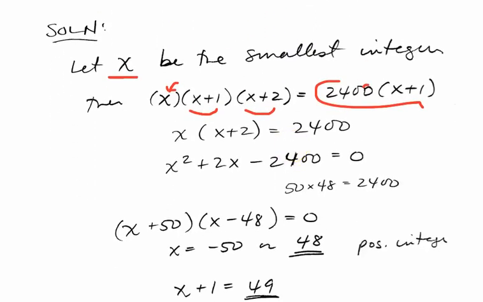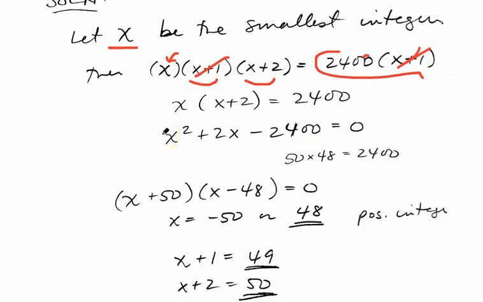At this point you'd kind of want to take a break, take a quick breath, come back to it. So what does our equation tell us? Number, next number, next number, all multiplied together, has got to equal 2400 times the middle number, which is x plus 1. So this is kind of slick. It cancels. And we end up with x times x plus 2 equals 2400.